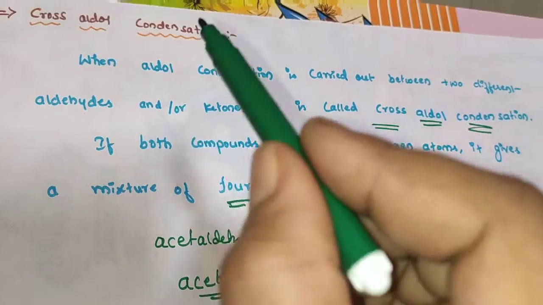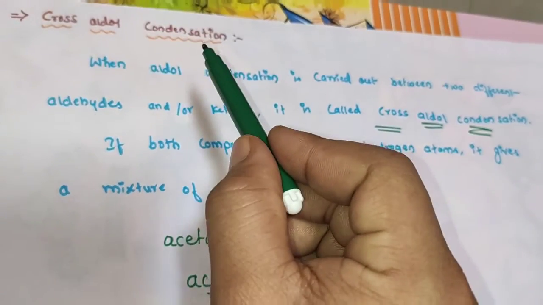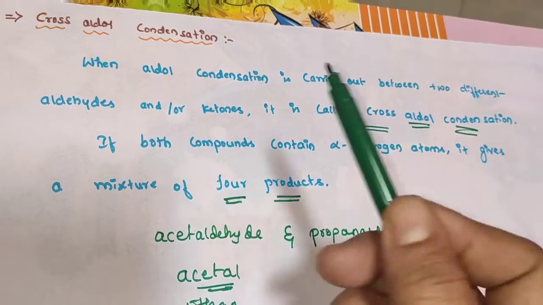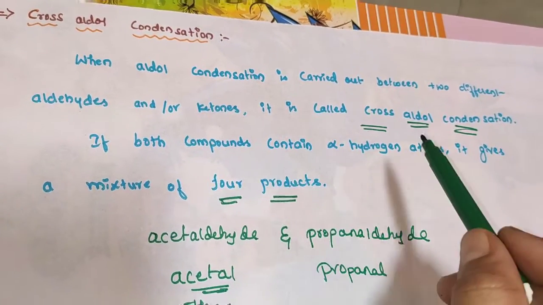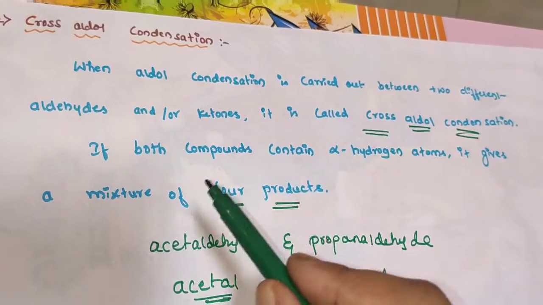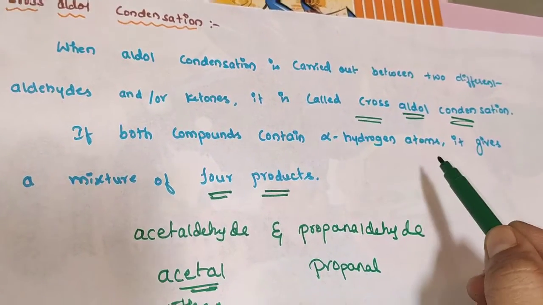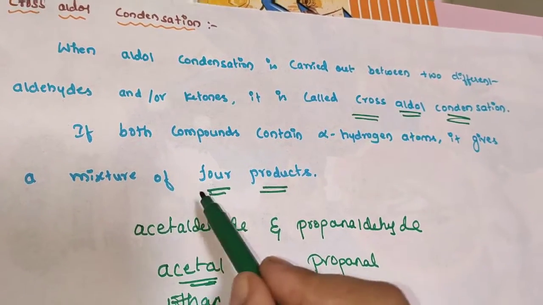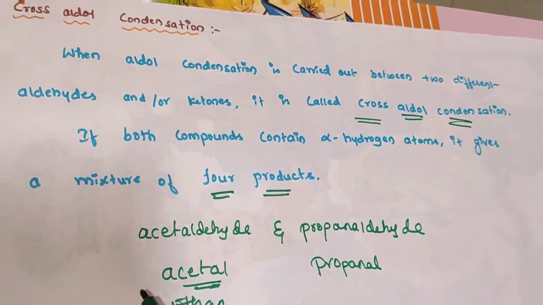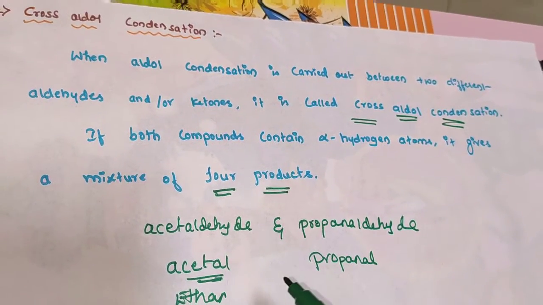To carry out cross aldol condensation, we should take two different types of aldehydes or two different types of ketones. Such products are called cross aldol condensation products. Here, if both compounds contain alpha hydrogen atoms, it gives a mixture of four different types of products. So here we should take some examples.